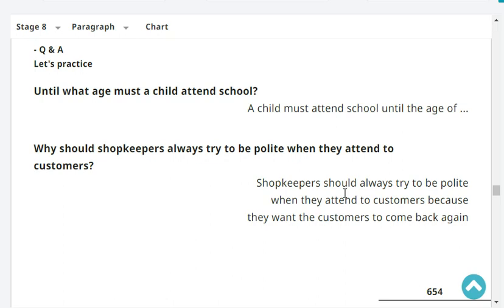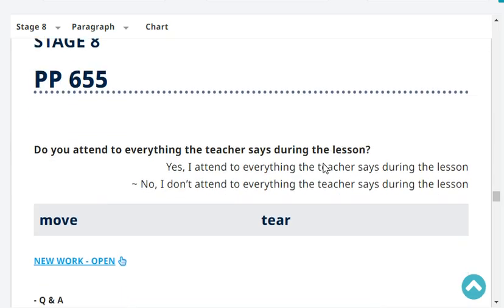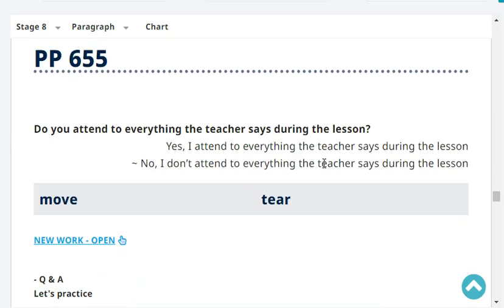Shopkeepers should always try to be polite when they attend to customers because the customers want to come back again. Reggie, do you attend to everything the teacher says during the lesson?